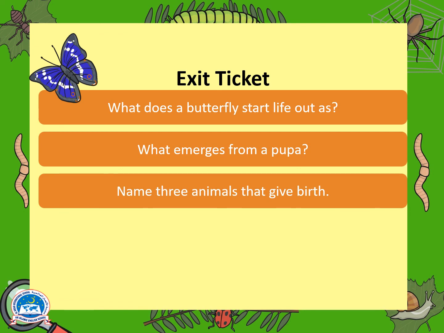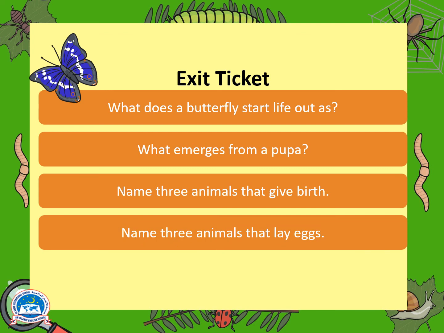Name 3 animals that give birth. We have seen the example of cheetah. Think of some more animals that give birth, just like cheetah does. Then, last but not the least, name 3 animals that lay eggs, just like a butterfly does.